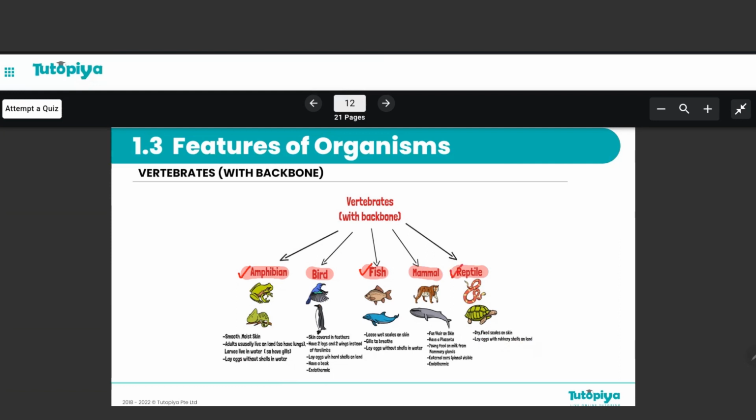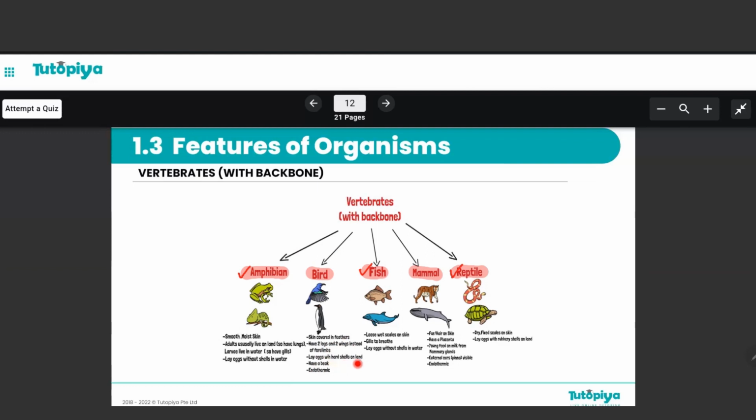And that brings us to the fourth group of vertebrates, which are the birds. Now, the birds are a unique set of animals. They are unique because they are the only animals who have feathers on their body, and they are also the only animals that have a beak. So in addition to these 2 features, birds have 2 legs and 2 wings instead of 4 limbs. And birds also lay eggs with hard shells on land.